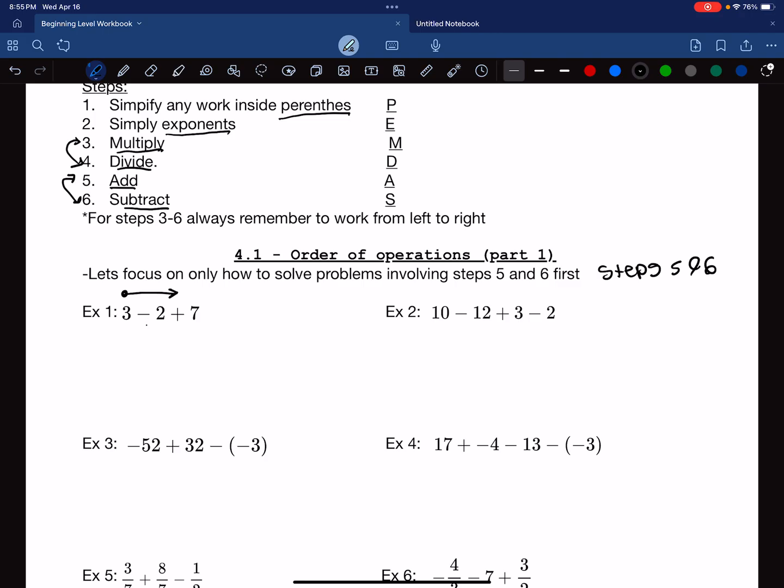So 3 minus 2 equals 1. And then we're going to add 7. And then 1 plus 7 equals 8. And that's our answer. There you go. And then from here, we're going to work from left to right. So 10 minus 12 is negative 2. Then we're going to do plus 3 minus 2. And then negative 2 plus 3 is 1. And then we're going to subtract 2. And then 1 minus 2 is negative 1. And that is our answer.